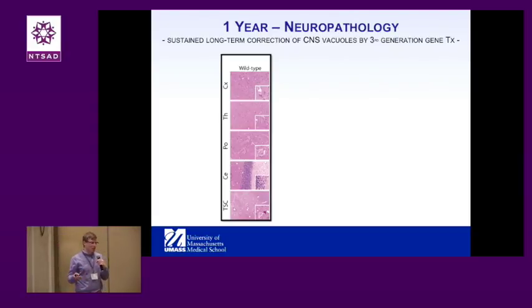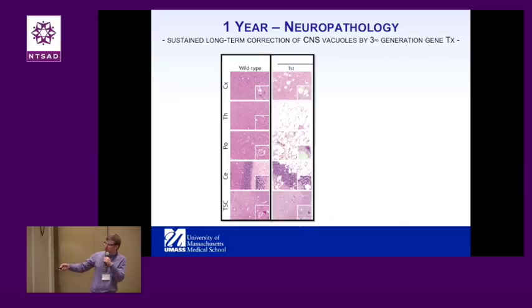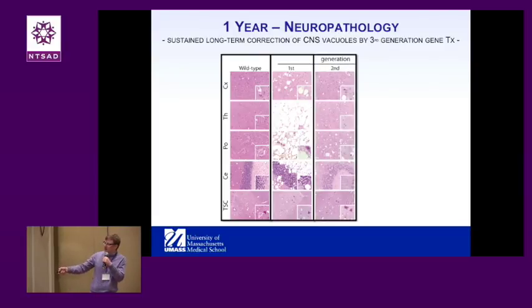At one point, of course, we had to sacrifice the mice, and you look at the brain under the microscope, and you can see different brain regions. It's probably hard to see from the back. But what you're looking for in Canavan is a lot of holes in the brain. This is a wild-type mouse. You don't see any unexpected holes. This is our first generation. You can see large parts of the brain are completely gone. In our second generation, you still have a few holes.